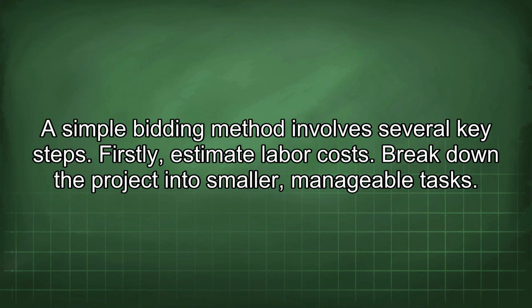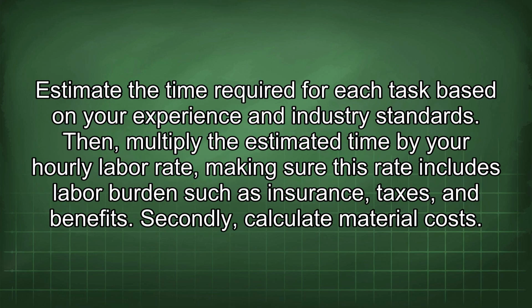A simple bidding method involves several key steps. Firstly, estimate labor costs. Break down the project into smaller, manageable tasks. Estimate the time required for each task based on your experience and industry standards. Then, multiply the estimated time by your hourly labor rate, making sure this rate includes labor burdens such as insurance, taxes, and benefits.